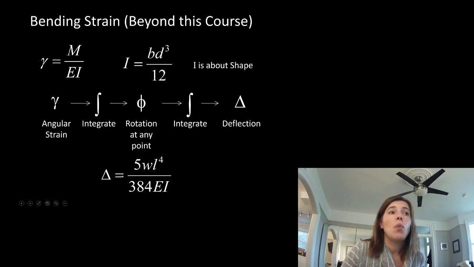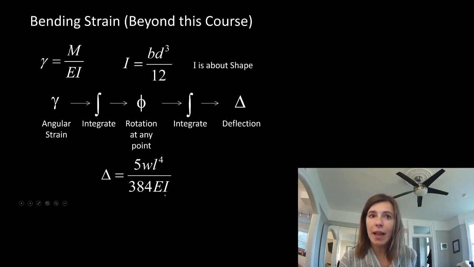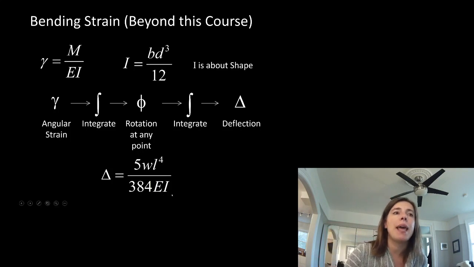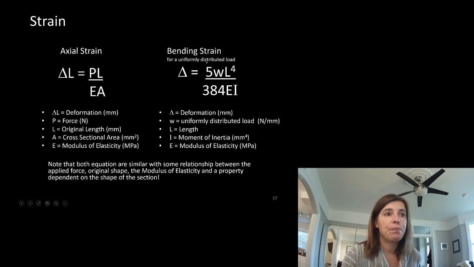But the actual deflection is 5 times the uniformly distributed load, times the length to the power of 4, divided by 384 E, which is the modulus of elasticity, which we know, and for steel it's 200,000 MPa, times I, which is our moment of inertia, which is all about the shape. So, the same way for axial strain, our change in length equals PL divided by EA, or something about the force, something to do with the length, the modulus of elasticity, and something to do with the cross-sectional area. Well, we have the same thing here.